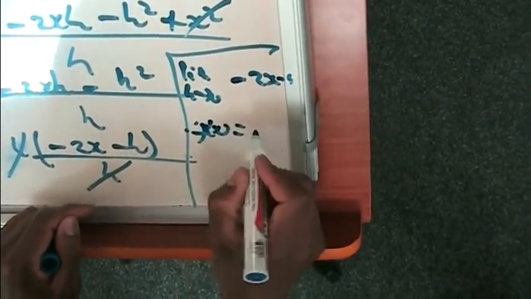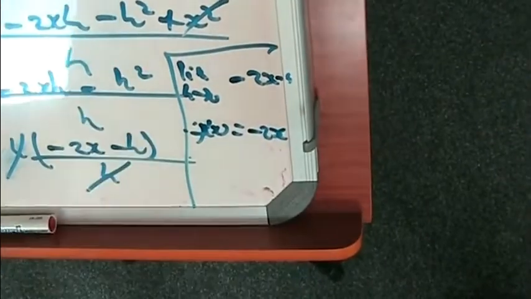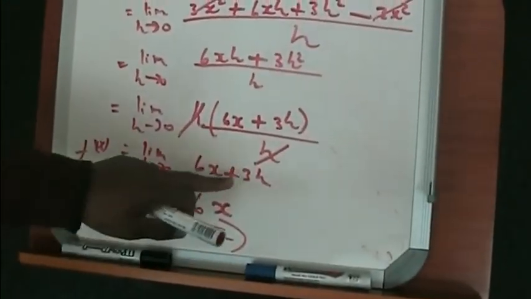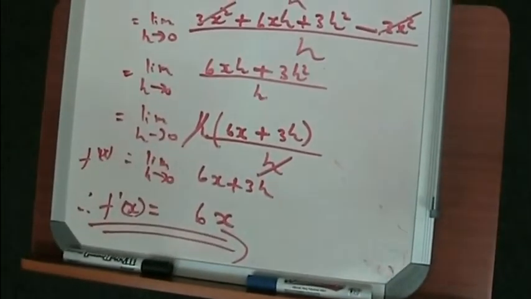Therefore, f prime of x is equal to minus 2x. Where there's h, you put 0. Therefore, any number multiplied by 0.